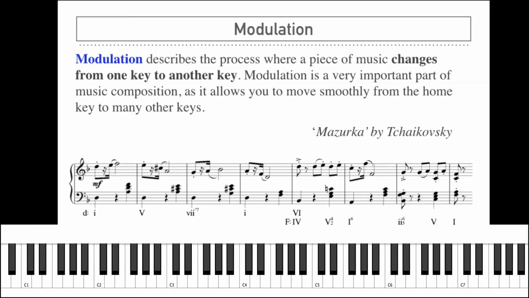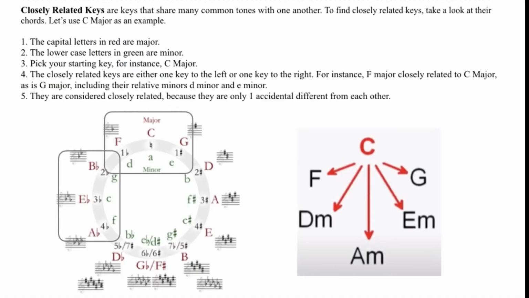Okay? How to find closely related keys. You need to understand that when we talk about related keys, those keys are very close to each other. So if you look at C major, and here I have a circle of fifths for you, especially so then visually you can see how to find the closely related keys.